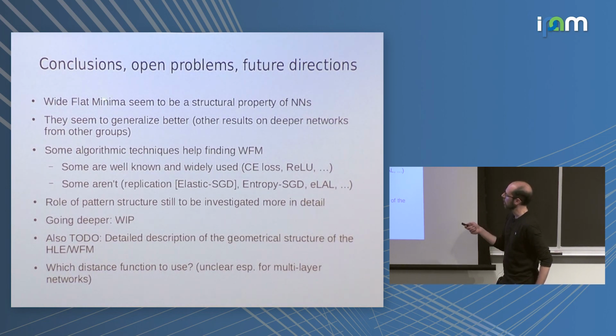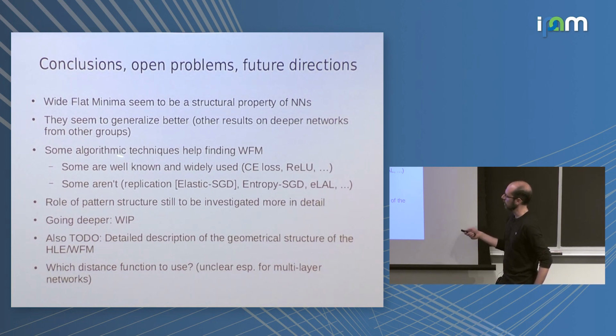In conclusion, it seems that wide flat minima are a structural property of neural networks, at least the shallow ones that we have analyzed, but we have reasons, numerically, to believe that it extends to deeper architectures. And when I say structural property, I mean without even considering structure in the data. These wide flat minima seem to generalize better, and this has also been observed by other groups who have worked with realistic data sets and larger, more state-of-the-art networks.